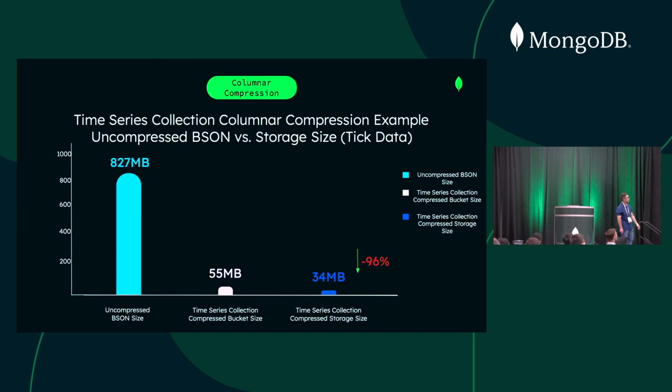And an example of that here is common tick data, so some stock ticker data here, uncompressed 827 megabytes. In memory, with columnar compression, reduced to 55 megabytes. And on disk, when we apply the WiredTiger block compression, reduced even further to 34 for a savings on disk of 96%. Of course, this is different for everyone. But it's the shape of your data that's going to affect this. And ultimately, we see that in a worst case scenario, in a more demanding scenario, we still see over 70% reduction in space since the introduction of columnar compression.